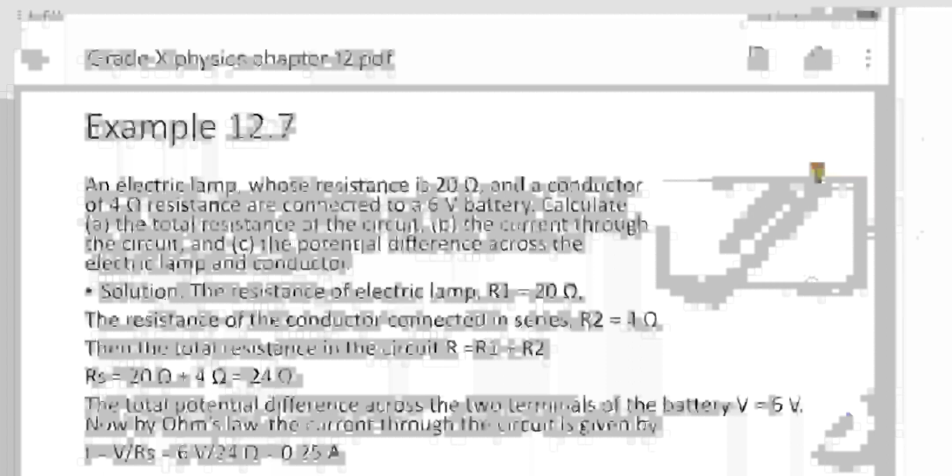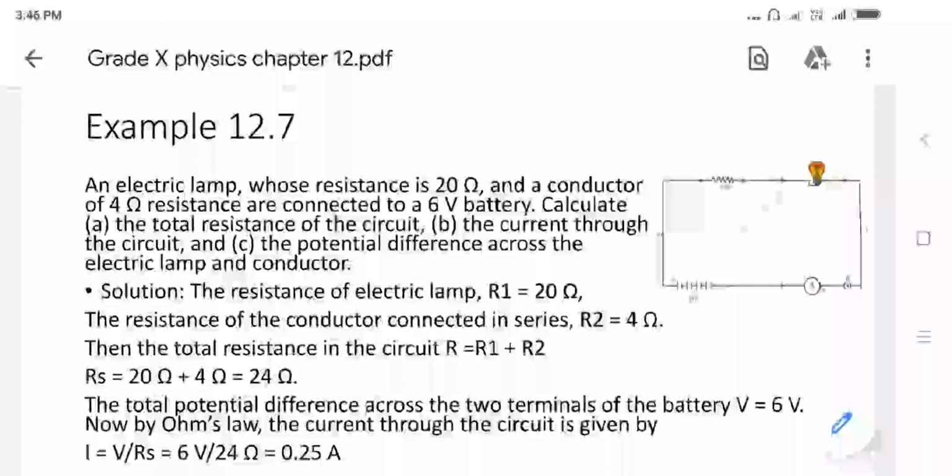Hello students, let us start our new session with the example based on resistors in series, which we have understood in the previous session, last topic. So the example is: an electric lamp whose resistance is 20 ohm and a conductor of 4 ohm resistance are connected to a 6 volt battery.